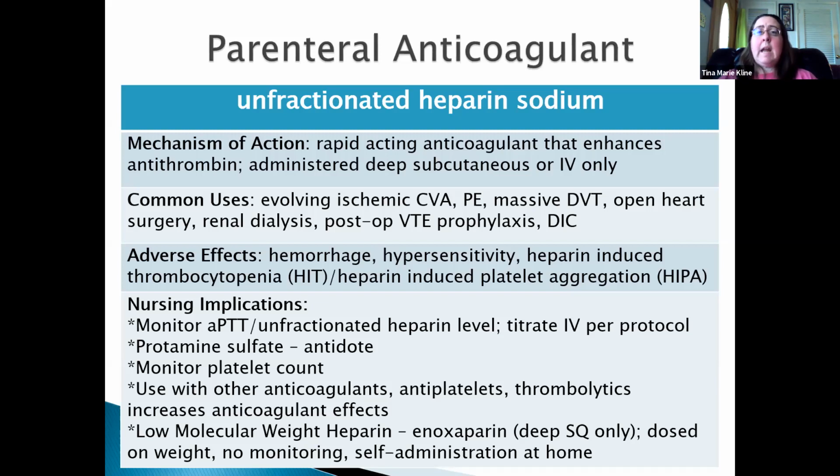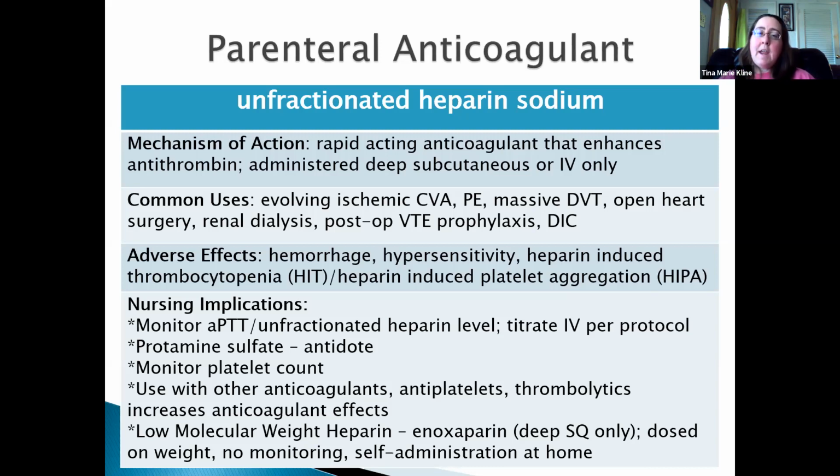So what you will see your IV heparin used for, in some cases, is an evolving ischemic stroke. Again, we'll talk more about strokes in the next unit. But obviously, if the stroke is a bleeding stroke, we would not want to give an anticoagulant. With PE, as I mentioned, if there's a massive DVT, a large DVT, or they have multiple DVTs, they're not going to opt for the sub-Q. We're going to go to the IV. DIC, that's more of a critical care level thing. We're not going to go there right now.